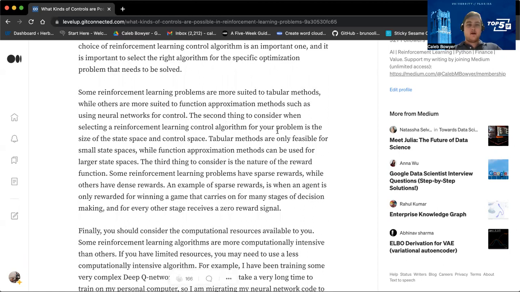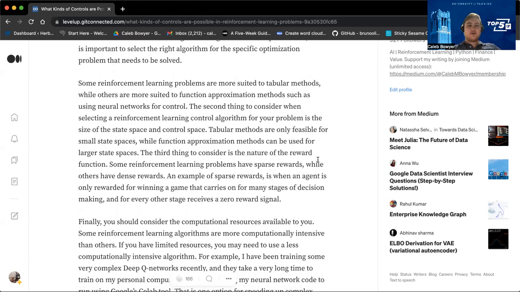Some RL problems are more suited to tabular methods, while others are more suited to function approximation methods, such as using neural networks for control. Those are also known as deep Q networks or DQNs, and I'll be talking about these in the future, showing implementations of them and applying them to real problems.